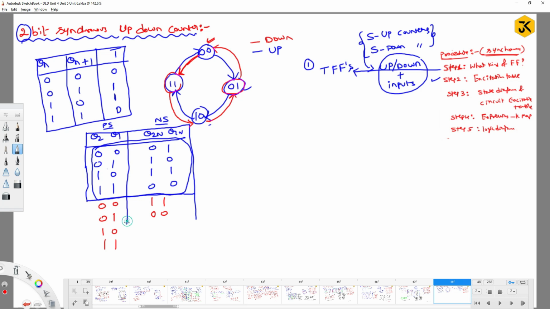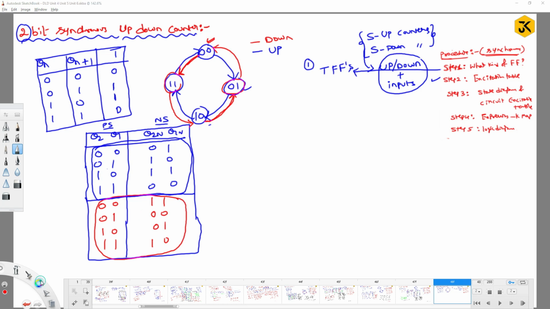If I am present at 0 0, what will be the next state? If I am present at 1 0, what will be the next state? 0 1. If I am present at 1 1, what will be the next state? 1 0, right? Yes. So if I extend this table, this is what is there for the purpose of down counters, right?